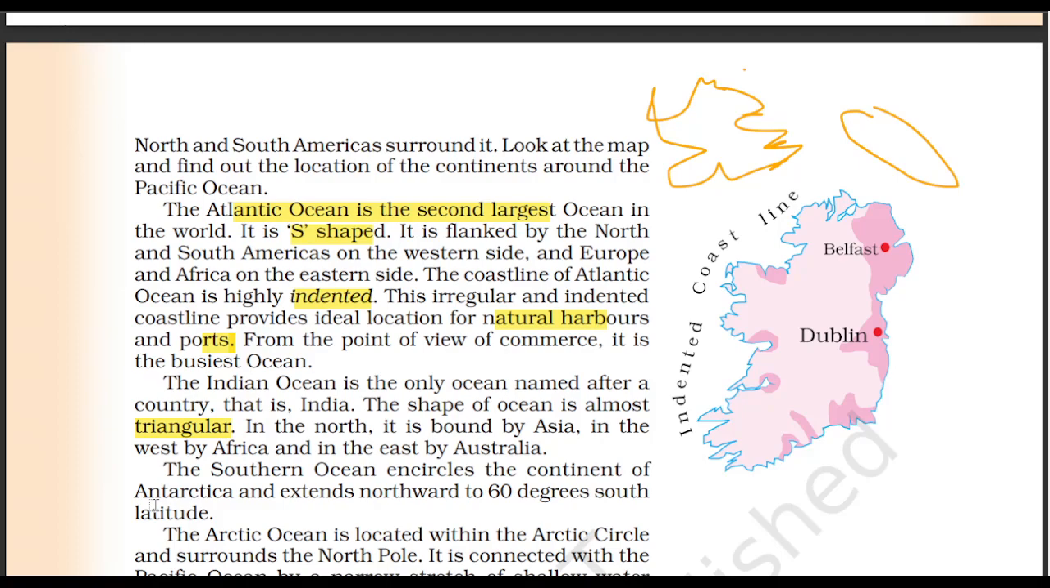The Arctic Ocean is located within the Arctic Circle and surrounds the North Pole. It is connected with the Pacific Ocean by a narrow stretch of shallow water known as the Bering Strait. It is bound by the northern coast of North America and Eurasia.